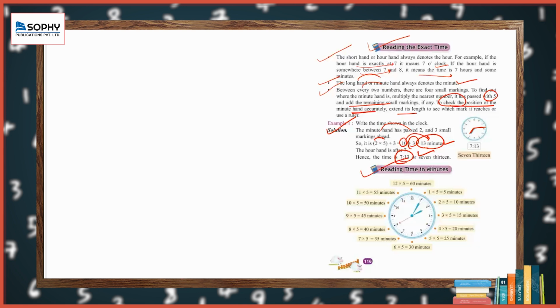Now reading time in minutes. If the minute hand is at 1, it is 5 minutes; at 2, 10 minutes; at 3, 15 minutes; at 4, 20 minutes; at 5, 25 minutes. If the minute hand is at 6, that means it's 30 minutes. Minute hand at 7, 35 minutes. Minute hand at 8, 40 minutes. Minute hand at 9, 45 minutes. Minute hand at 10, 50 minutes. Minute hand at 11, 55 minutes. And minute hand at 12, that means 60 minutes or 1 hour.